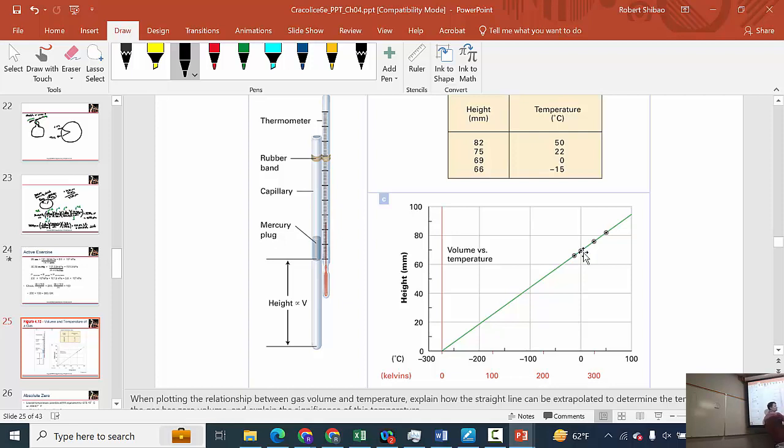And so they got a height of 82 at 50 degrees C, and then they cooled it down and contracted. Do you see the pattern here? It's kind of hard to see the pattern here. So what we do is we'll just graph it and see if there's a pattern. Yeah. This is what we call a linear pattern. A linear pattern is defined by a straight line.